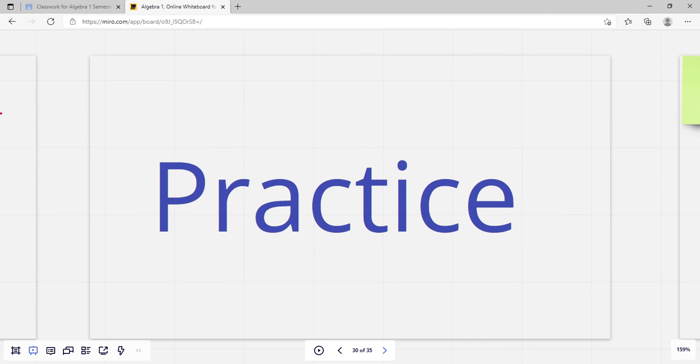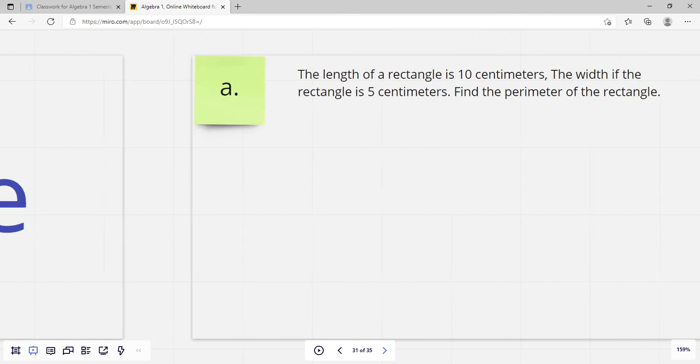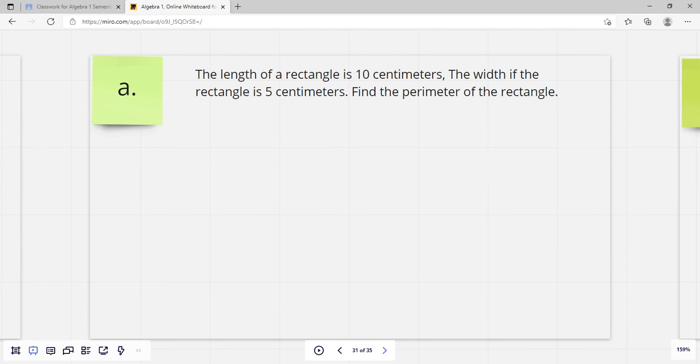Alright, go ahead and pause the video and work those practice problems, and then I'll come back and work them for you. Alright, so hopefully you paused the video and worked out all the practice problems. It's very important that you do that, especially on ones where we don't do it in class and you just watch the video. Alright, so we're going to start with A.